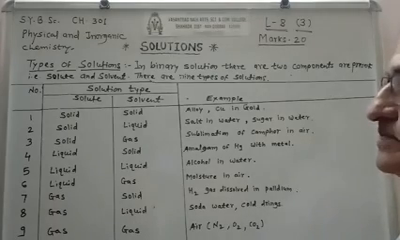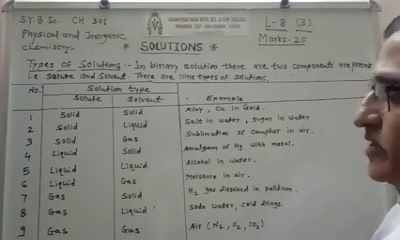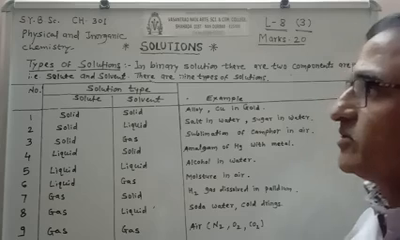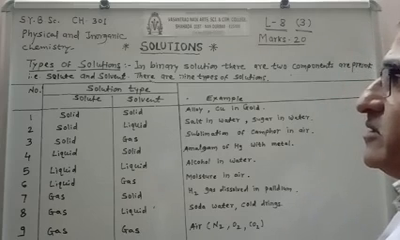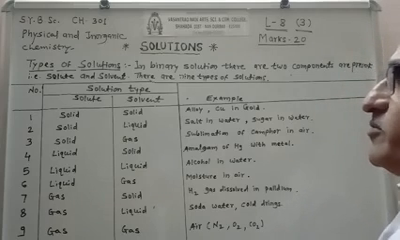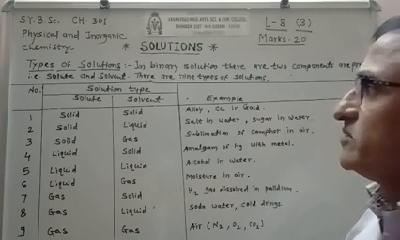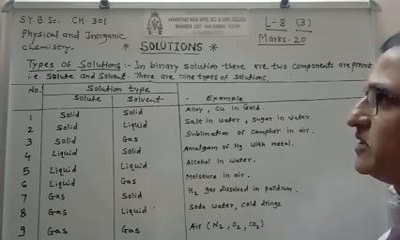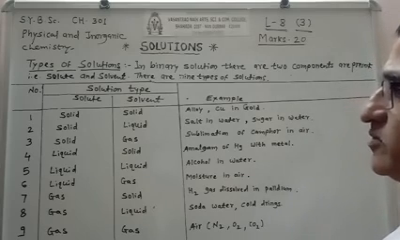Dear friends, after the introduction and the factors affecting solubility, the third topic of this chapter is the types of solutions. In binary solutions, two types of components are present, that is, solute and solvent. There are 9 types of solutions.